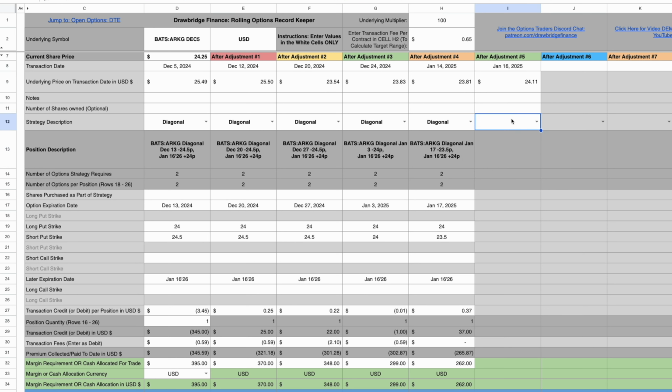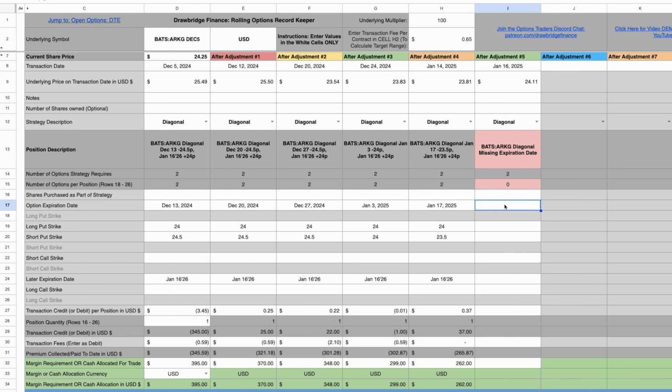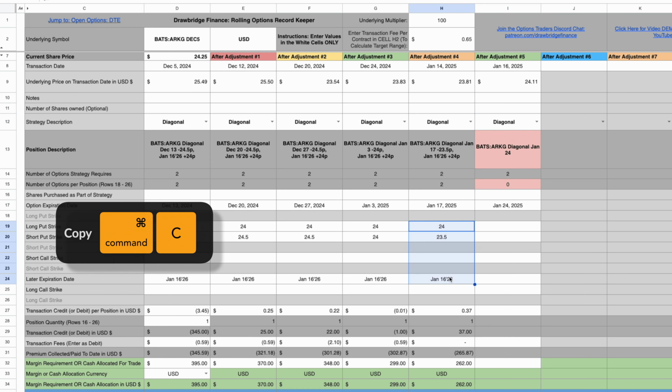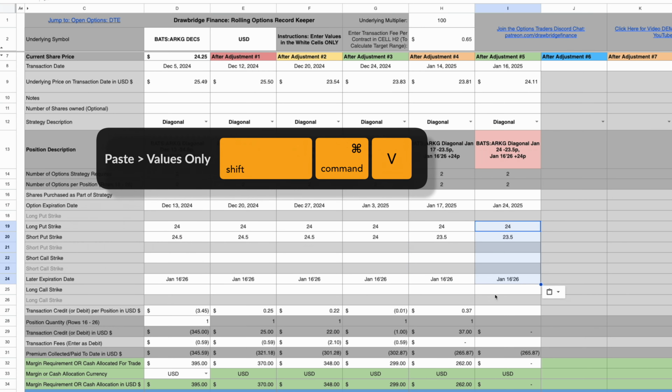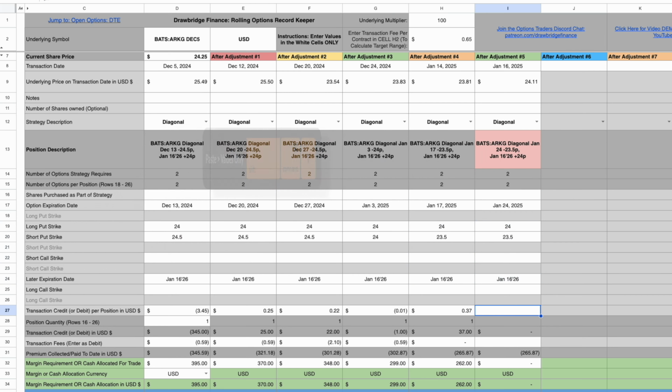And what am I doing? I'm rolling to a diagonal and it's going to show me the pieces that need to be filled out. I'm doing the January 24th strike, and I'm going to see, can I keep the same strikes going here? So I'm just going to copy and paste over into this new cell. And the question is, how much credit can I get? So let's take a look at this position.